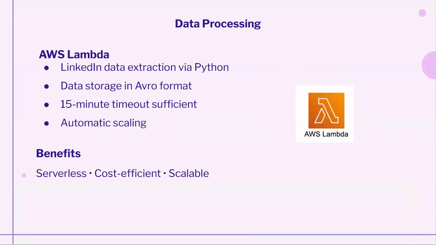Then for the data processing, we use Lambda. Our Lambda functions extract jobs data from LinkedIn with Python. For each search keyword, it authenticates with LinkedIn APIs, executes searches, and collects detailed job information, skills, descriptions, and requirements. Finally, the scraped data is stored in Avro format in S3.